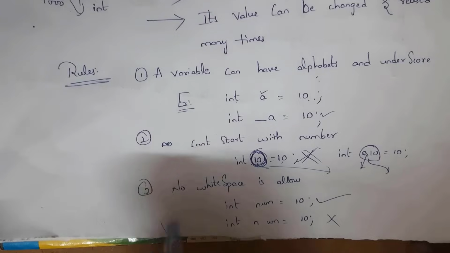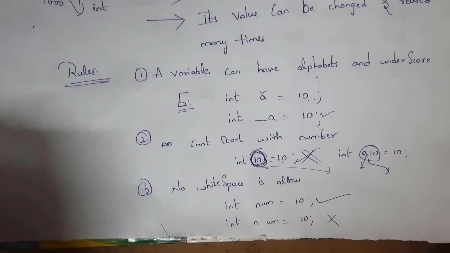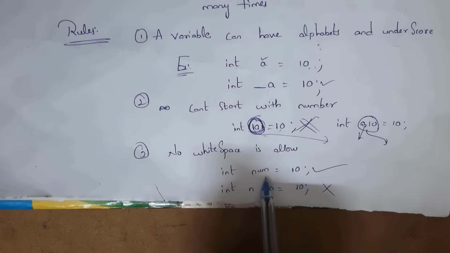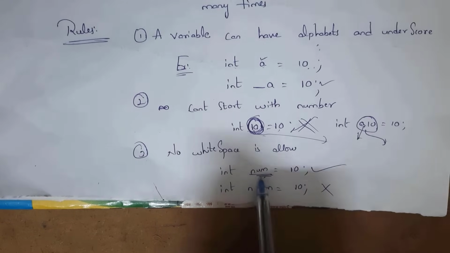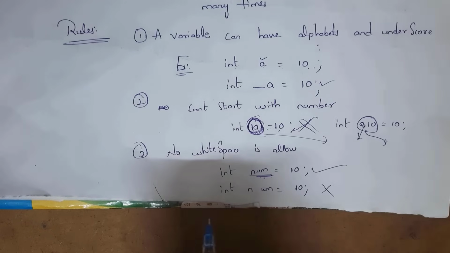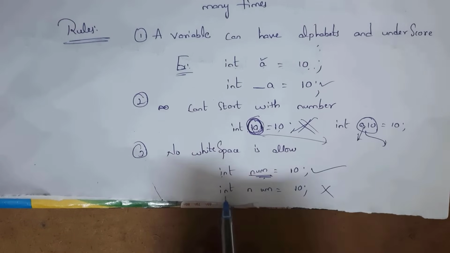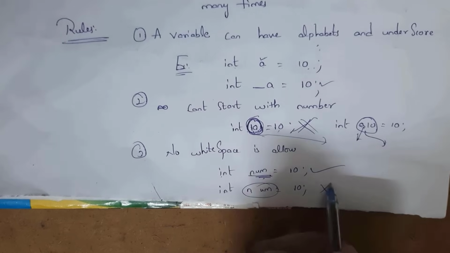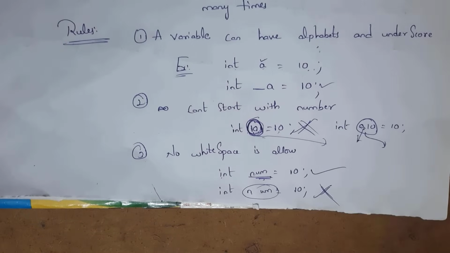And the third rule is no white space is allowed. You should not give space in between the variable name. For example, here I wrote int, and I gave the variable name as num. You can write like this: int num equal to 10. You can write like this, but you should not give space in between the variable name. Here I wrote int n space um equal to 10. Whenever you declare like this, you will get error. So you should not give space in between the variable name.